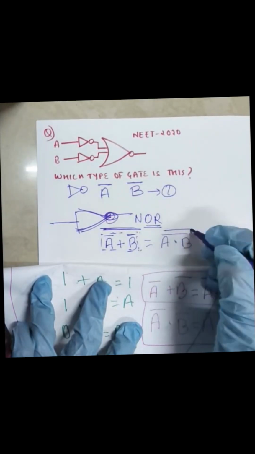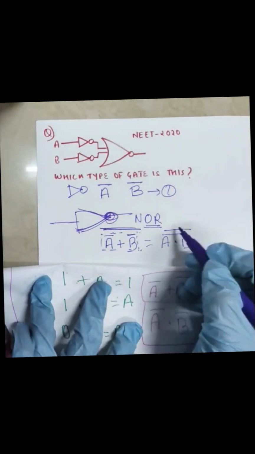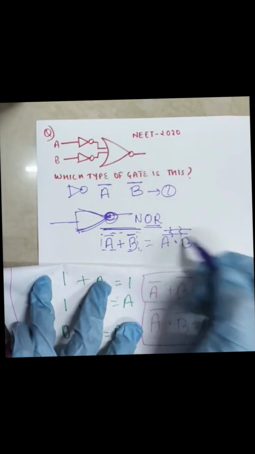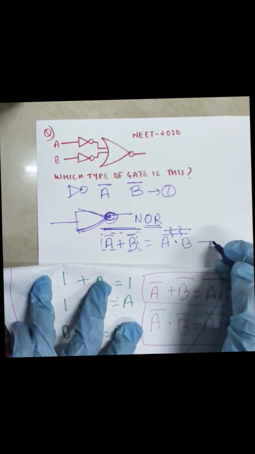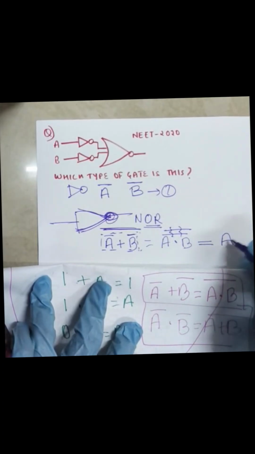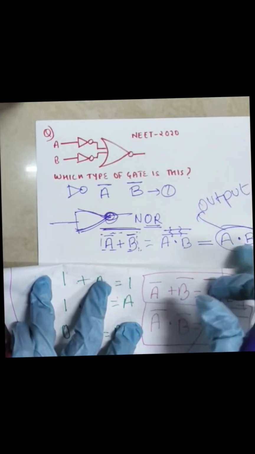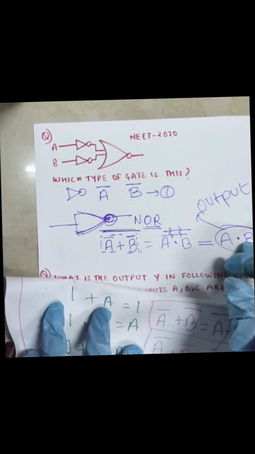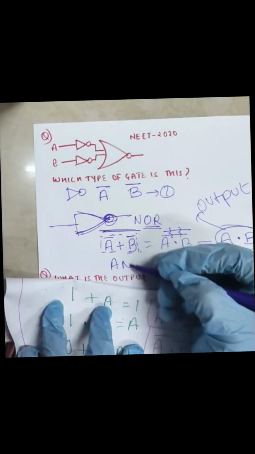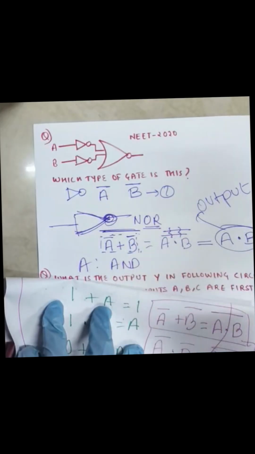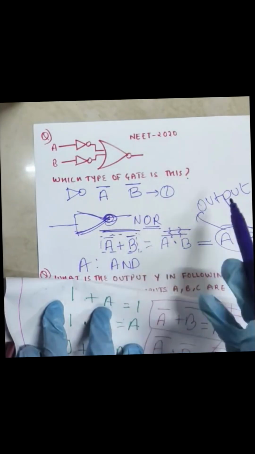That is A dot B. Now what should you do? Now these two dashes will cancel each other. If they cancel each other, it will form A dot B. So this is the output. Which gate has A dot B? That is the AND gate. So the answer will be AND gate, because AND has A dot B. So that's how you solve.